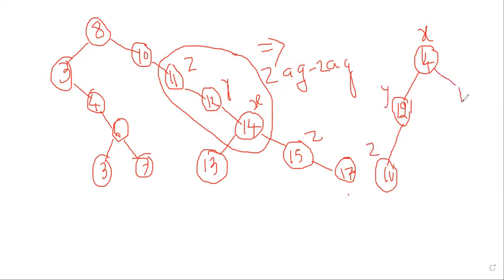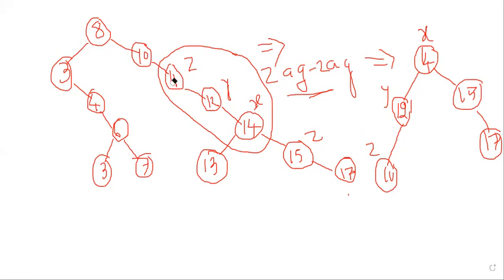Now as it is, 15 is on the right side and 17 is on the right side. So this is the zigzag rotation, we got this. That means this entire portion is replaced by this portion. So is x still at the root portion?